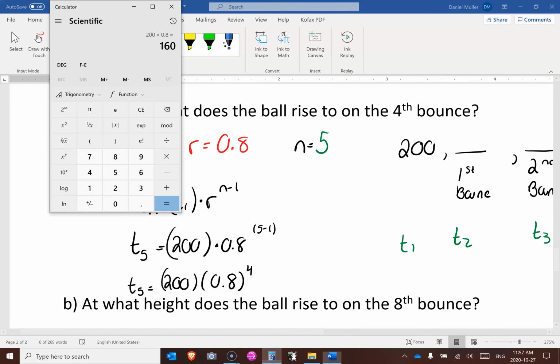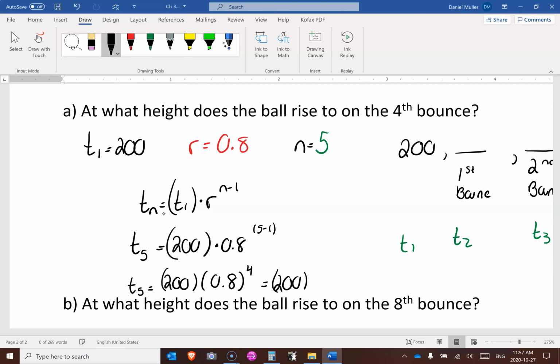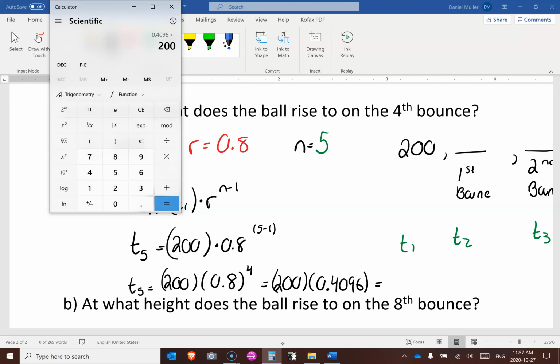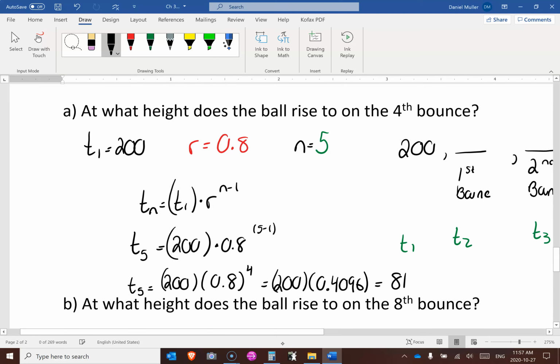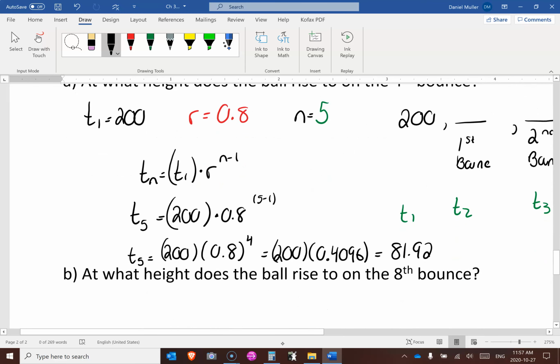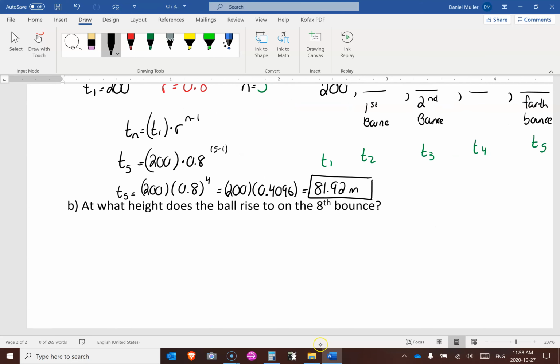We have to do that part first. 0.8 to the power of 4 is 0.4096. Then I can times that by 200, which gives 81.92. So what is the height? 81.92 meters. Wow, this is a crazy ball. So the height of the fourth bounce is 81.92 meters.